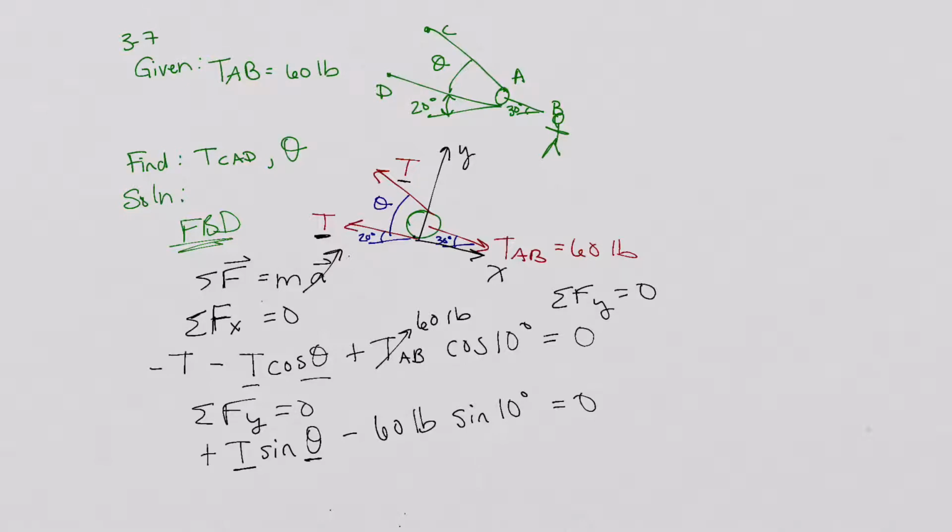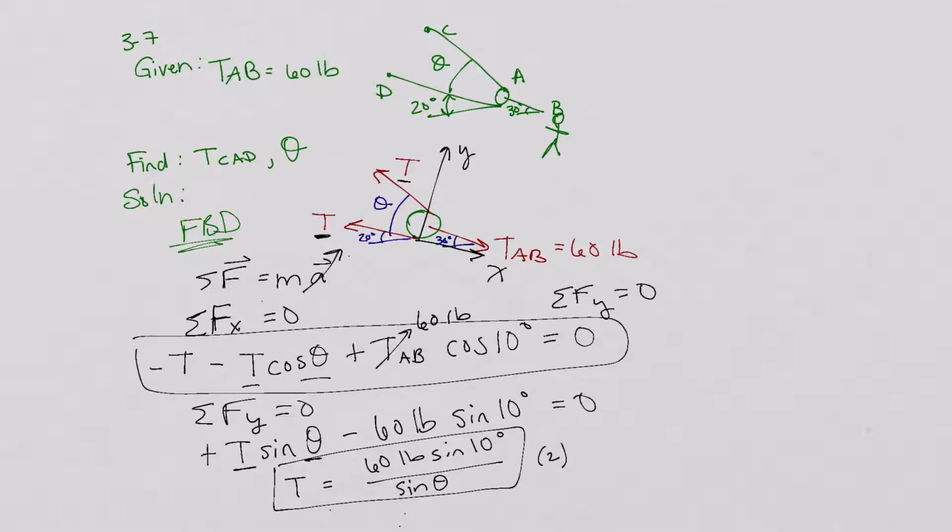Basically, what I would do first is solve for T. The sum of the forces in the Y direction has a little bit less going on, so I'm going to solve for this one. So T equals 60 pounds sine of 10 degrees divided by sine of theta. That's equation 2, and this one was equation 1. But basically we can put 2 back into 1.